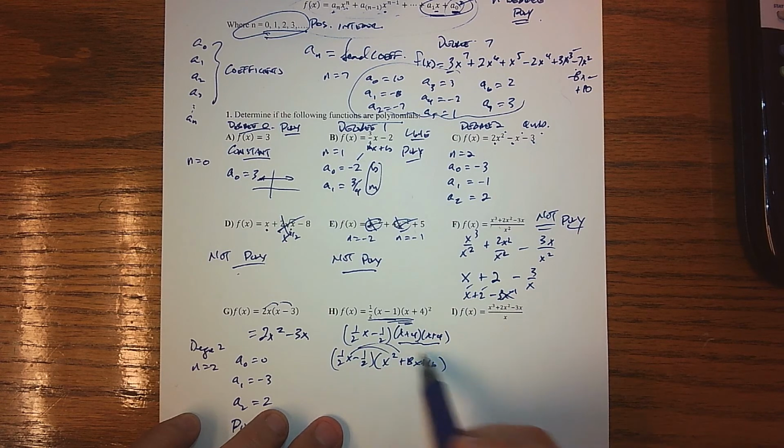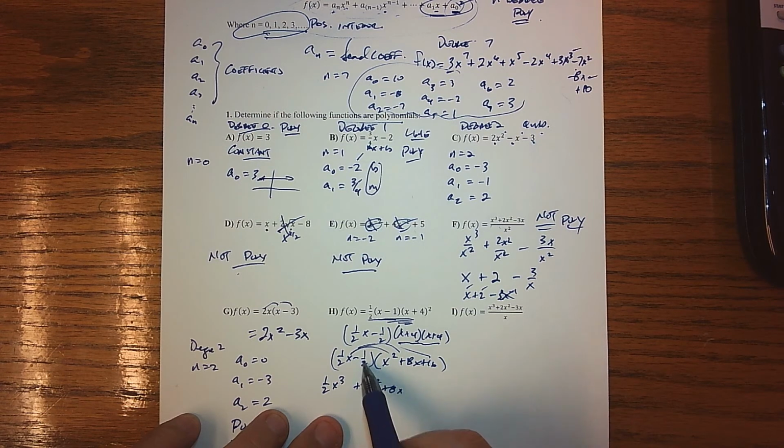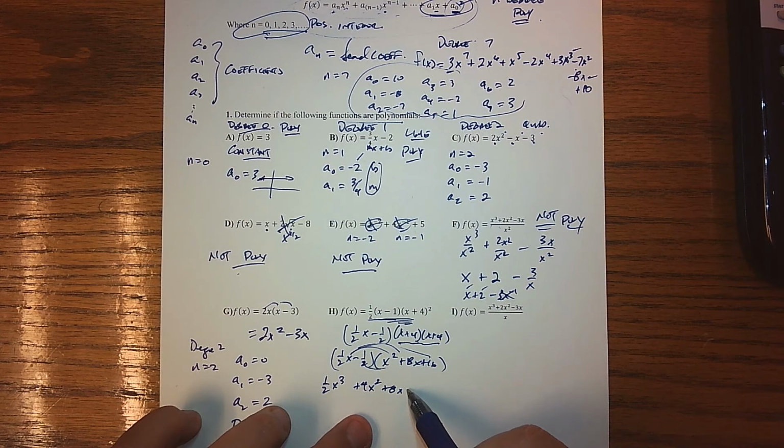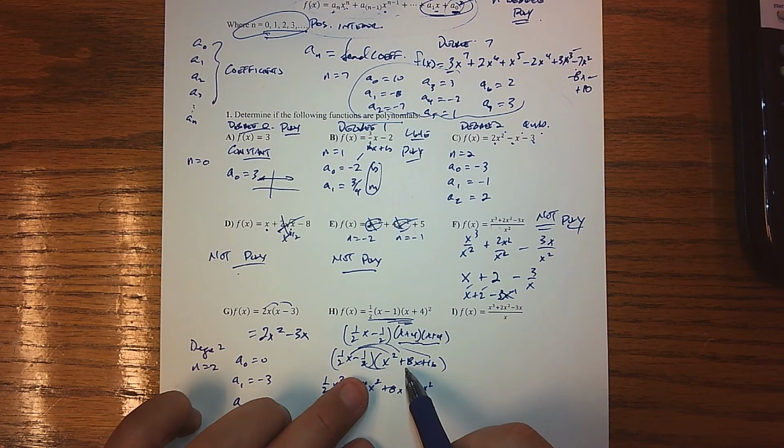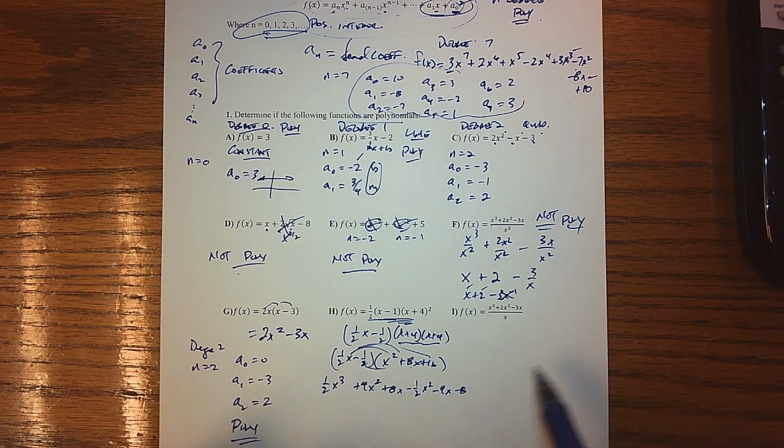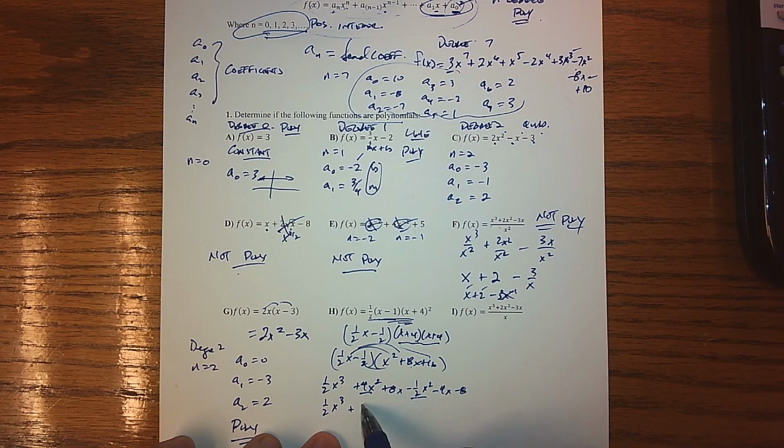And then if I would do another round, we would have 1/2 x cubed, right? It looks like plus 4x squared, and then plus 8x. And if I did another round, might as well just keep going. This would be minus 1/2 x squared minus 4x, and it looks like minus 8. All right, and if we combine like terms, we have 1/2 x cubed. There's an x squared, I think that's 3.5, which is 7/2 x squared. We have an 8x and a minus 4x, that's positive 4x, and then a minus 8.